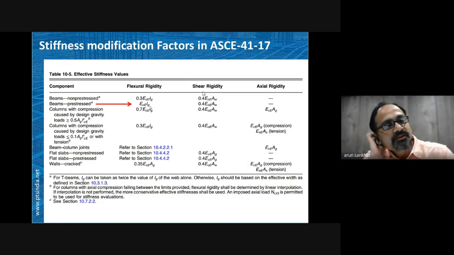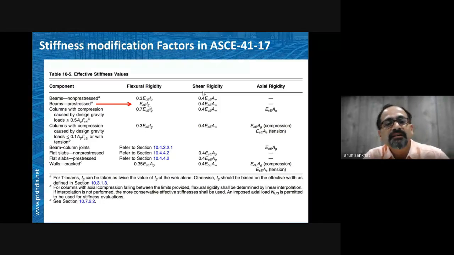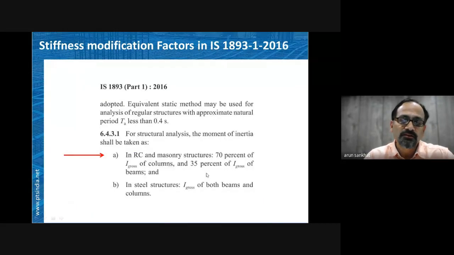The more interesting part here is the observation regarding pre-stress beams. They have gone with the entire I gross. So the entire I gross can be considered as per the ASCE 41-17 if it is a pre-stress member, and enough amount of pre-stressing is done in the member. Also, they have marked regarding the columns also, 0.7. It is similar to our code, that is 70%.